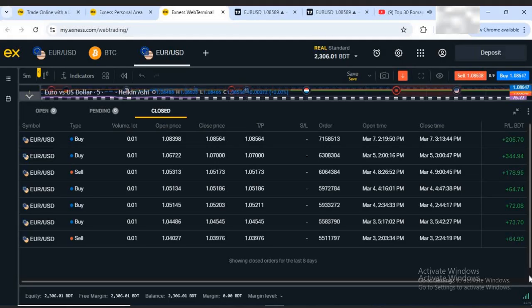You know, my daily profit target is a maximum of 4% to 5%, so I have already exceeded my target for today. That means there is no need to take any more trades. So I'll wrap up today's session here.